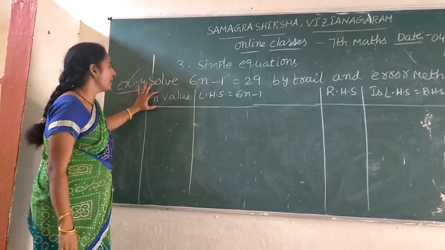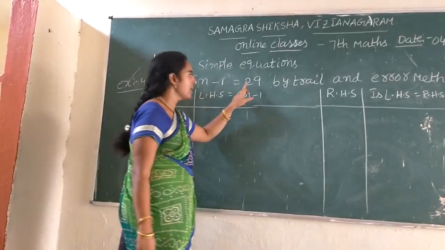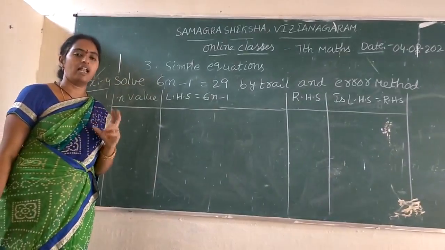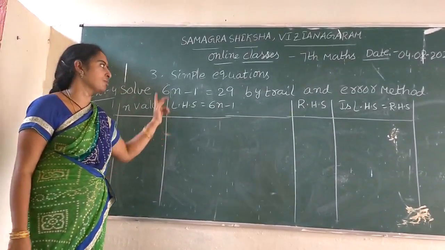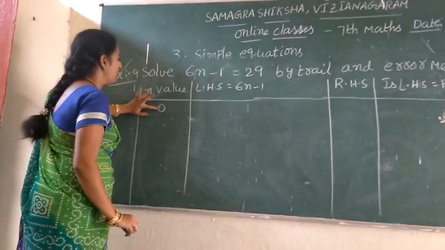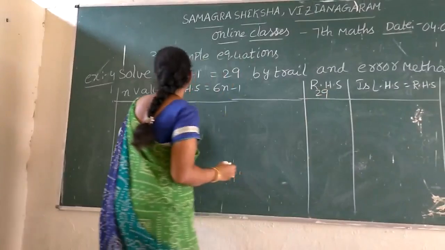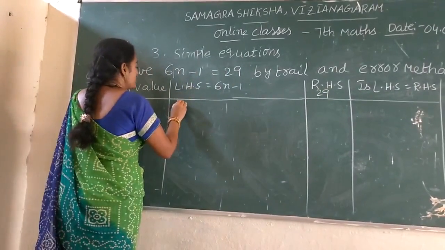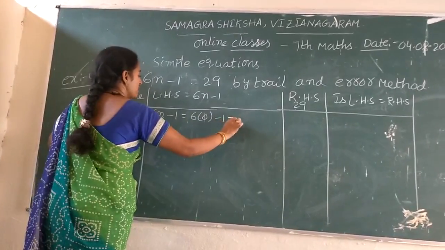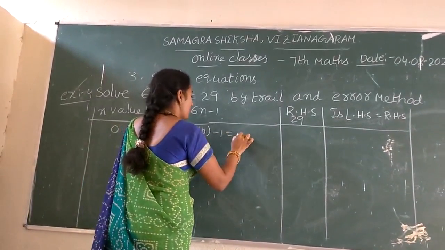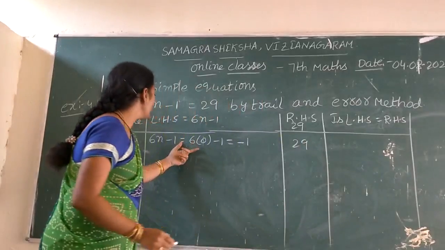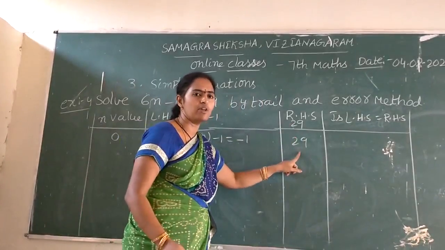Here LHS is equal to 6n minus 1 and RHS is equal to 29. If LHS is equal to RHS, then that variable value is said to be a solution of the given equation. Here we take n value as 0. Substituting 0 in n, LHS is 6 into 0 minus 1. 6 zeros are 0, 0 minus 1 will become minus 1. Here we get the LHS value as minus 1 and the RHS value is 29.